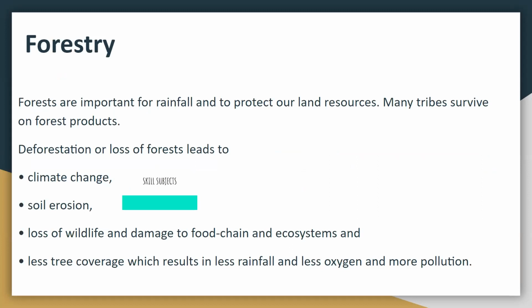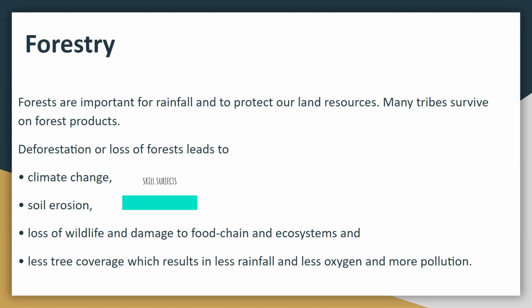The next sector is forestry. Forests are important for rainfall and also to protect our land resources. There are many tribes in our country that survive on forest products. So if we are cutting down a lot of forests and a lot of trees, what happens? It is going to affect the climate. It is going to lead to pollution. It is going to lead to landslides. It is going to lead to earthquakes as well.